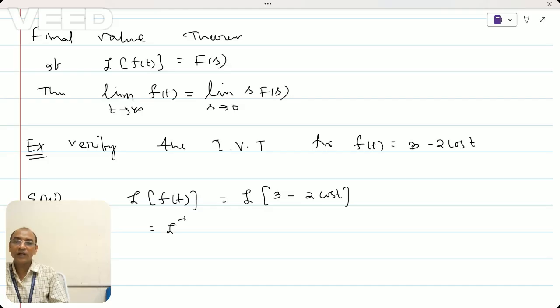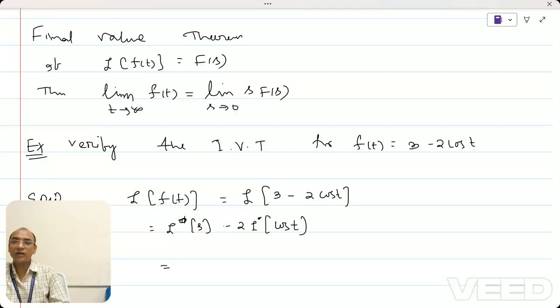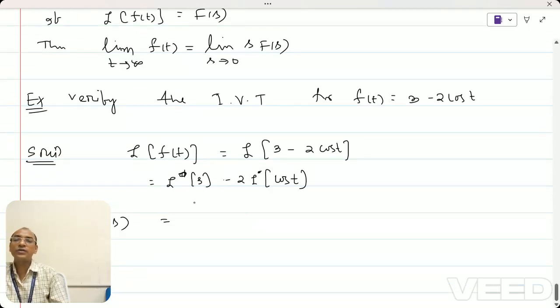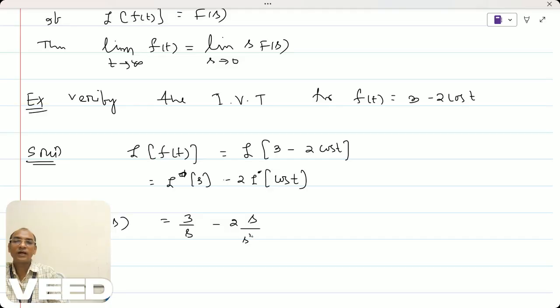This is equivalent to the Laplace transformation of 3 minus 2, which is a constant, times the Laplace transformation of cos t. I will denote it as F(s). The Laplace transformation of 3 is the Laplace transformation of k, which is k by s. So here I will have 3 by s minus 2 into the Laplace transformation of cos at, which is s by s square plus a square. But here a is 1, so it will be s by s square plus 1. So this is my F(s).